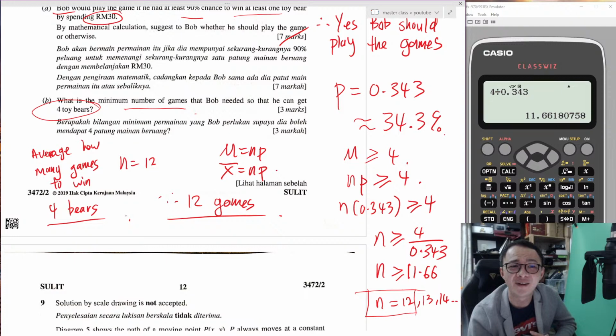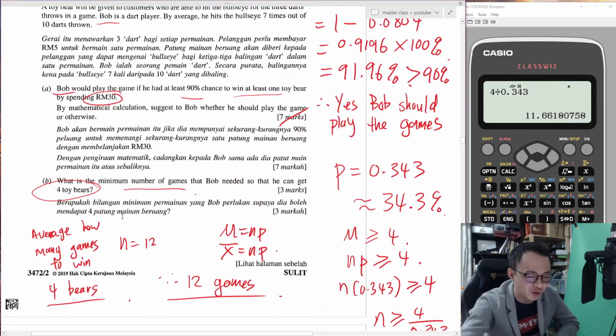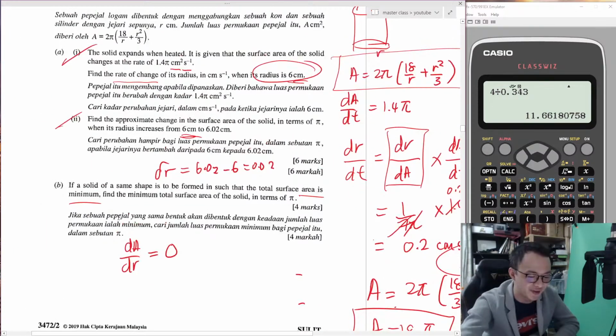Alright, I see some comments there. How can you be so confident 18 pi is the minimum? Doesn't dy/dx equal to 0 can be either maximum or minimum? Alright, this is a very good question for differentiation.